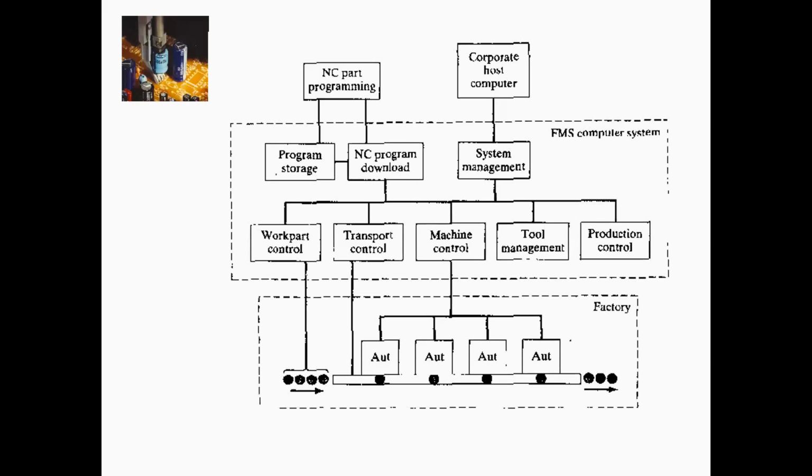Structure of flexible manufacturing systems and FMS computer systems in the factory, in the production system. The flow diagram is like NC part programming is there, corporate host computer. This NC programming is totally linked with the machine cells, program storage. There is a database, and you can also download the program.